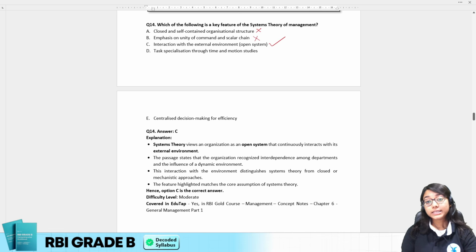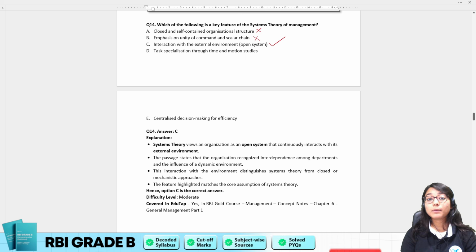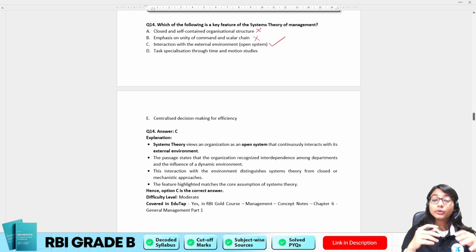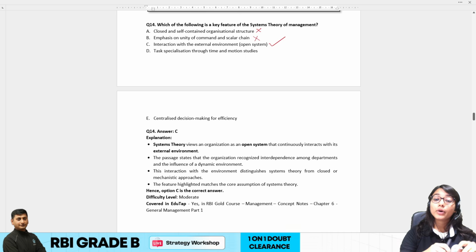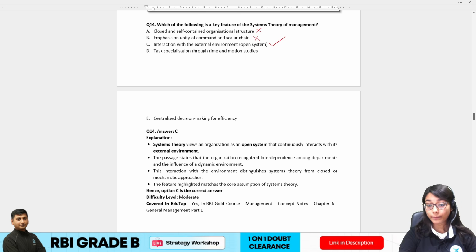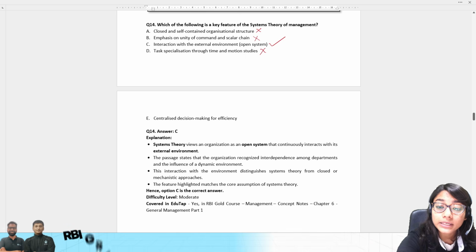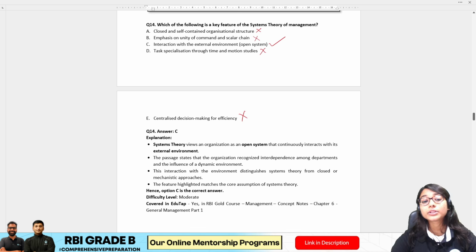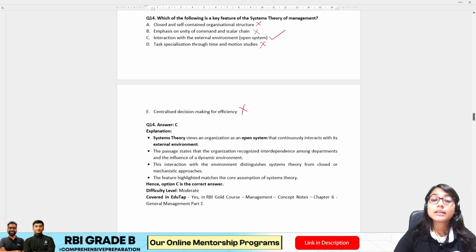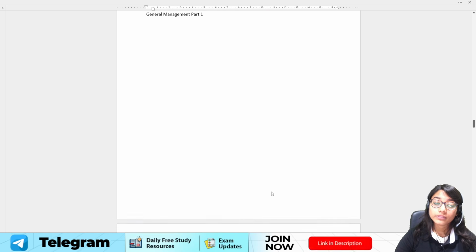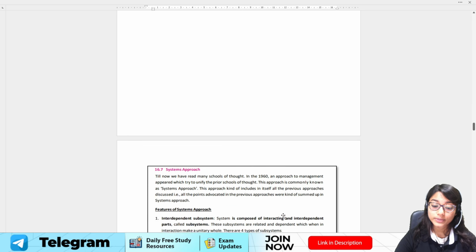Because systems theory says that you as an organization are part of a system and you will be affected by the external environment. Your operations will be affected. Therefore, you are an open system and interaction is happening. And all the other options are incorrect. Right? Therefore, our answer is option C. Open system is a feature of the systems theory of management.